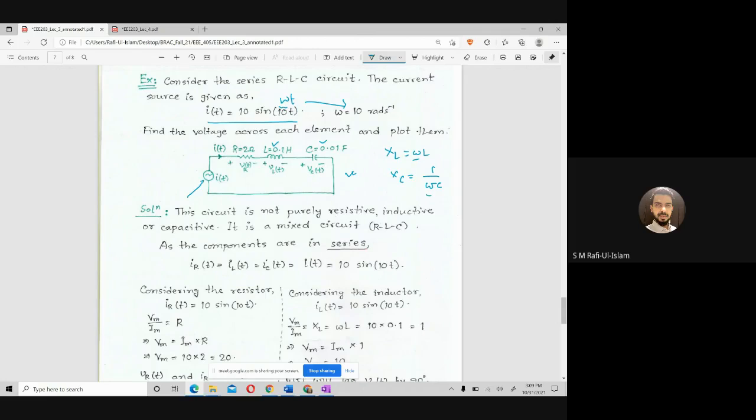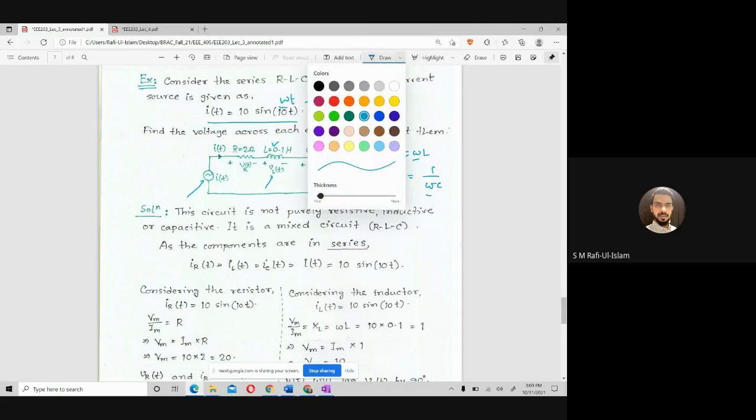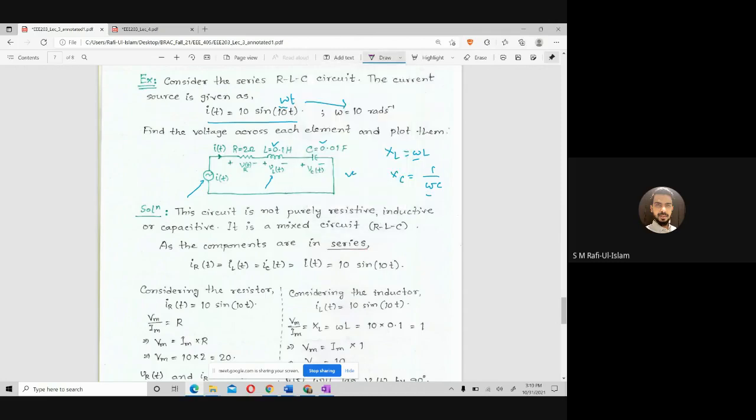So in both cases, there's a frequency dependent term. If I want to calculate the voltage across that inductor, we need to know the current passing through the inductor times the reactance of that component. So this is quite easy.